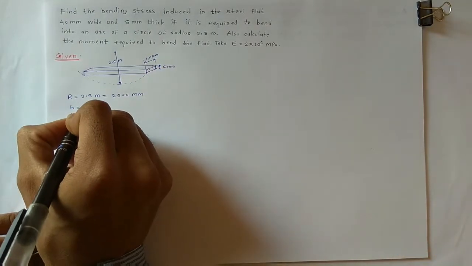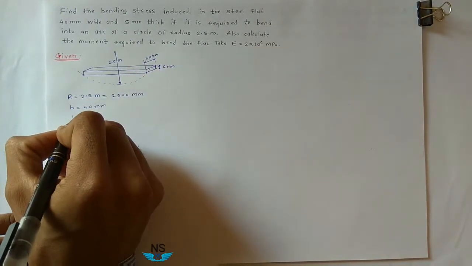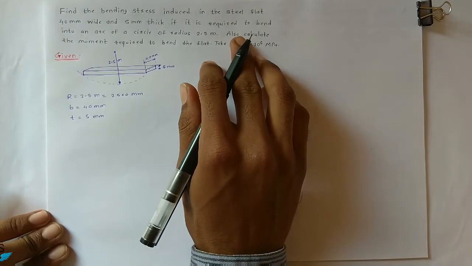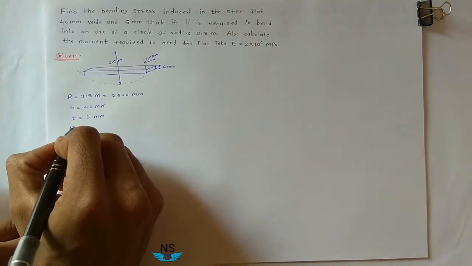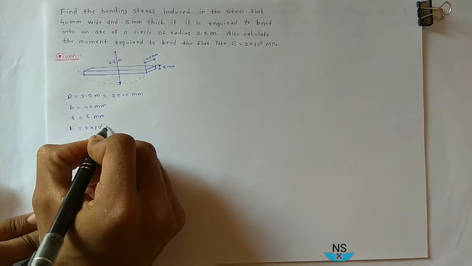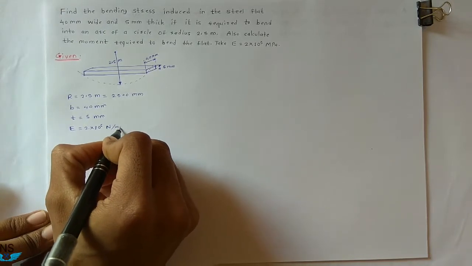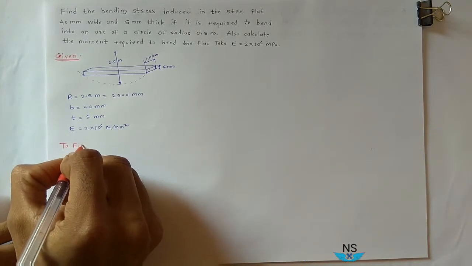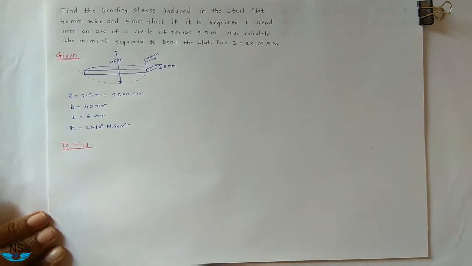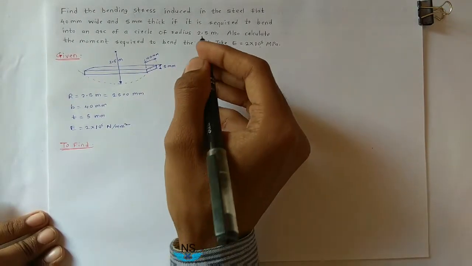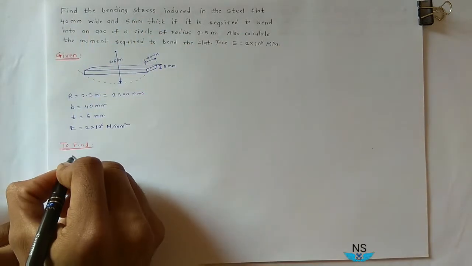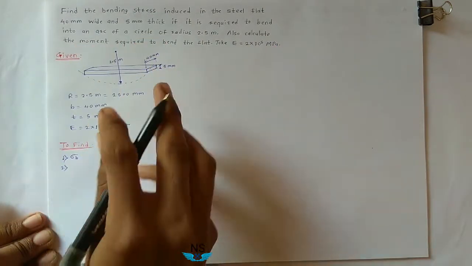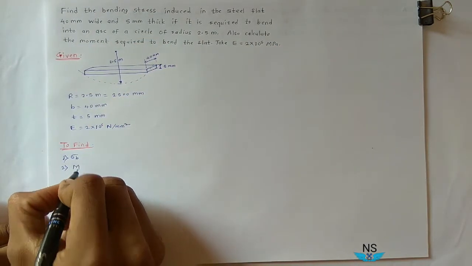Then B, the width, is given as 40 mm. T, the thickness, is 5 mm. Now capital E is equal to 2 into 10 raised to 5 megapascal, that is Newton per mm square. Now we have to find two things. First, find the bending stress induced, that is sigma B, and the second one is the moment required to bend the flat, that is M.